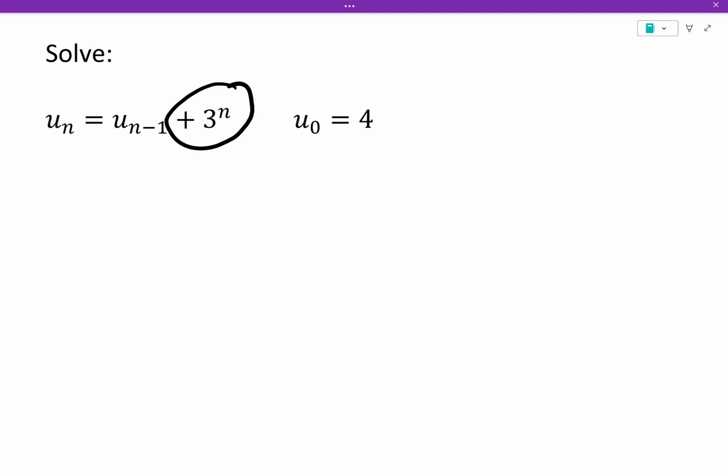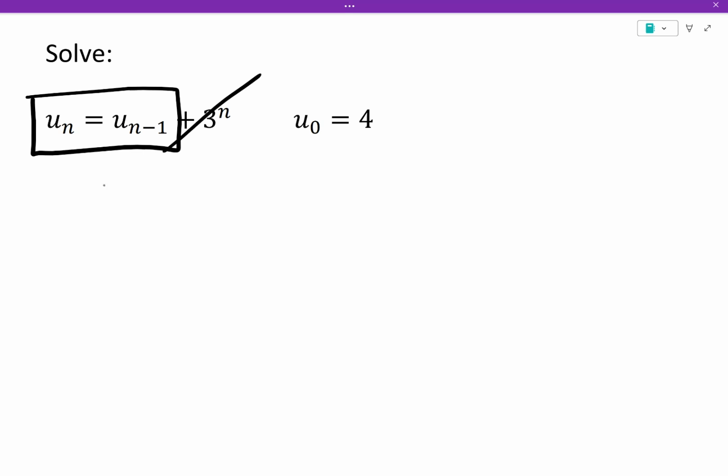The first thing we do is ignore our non-homogeneous part and write out the complementary function, which is the solution of the homogeneous part of our recurrence relation. So I'm going to write CF is equal to some constant, which I'm going to call capital A, multiplied by, and if we look at the number in front multiplying our smaller subscript term, the u n minus 1, we have a 1 in front. So it's going to be 1 to the power of n.